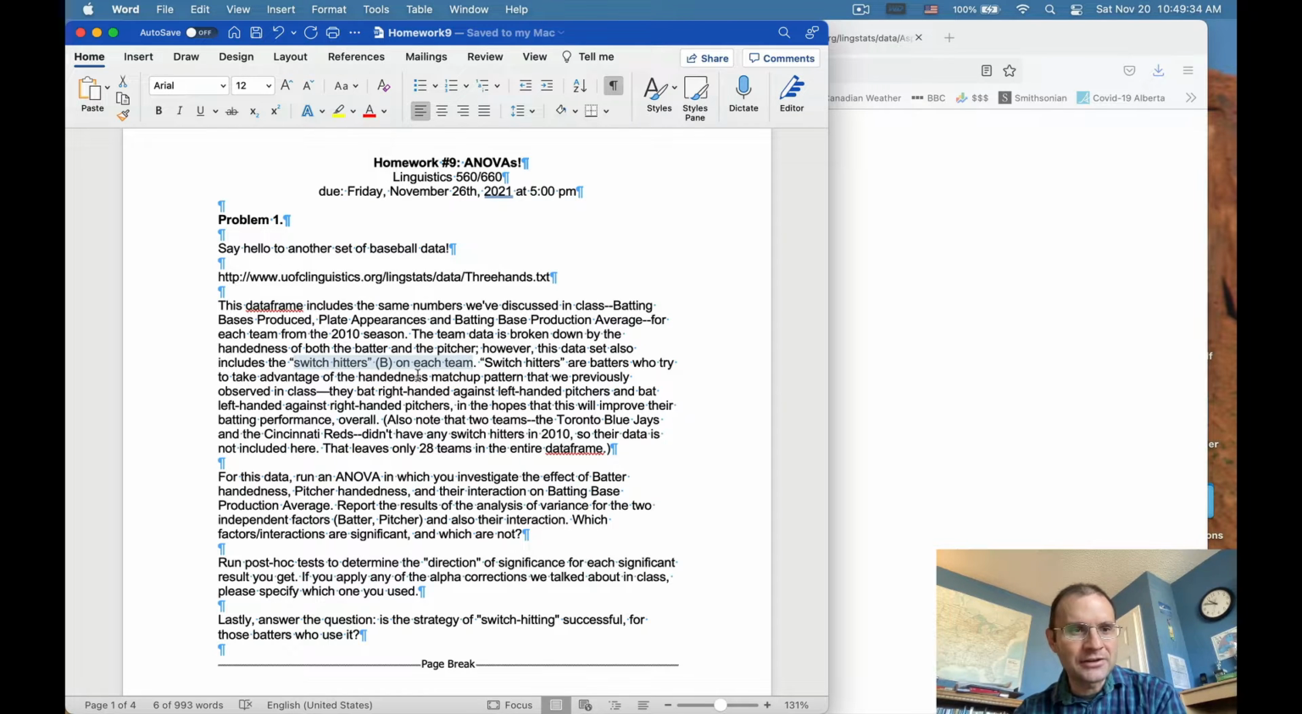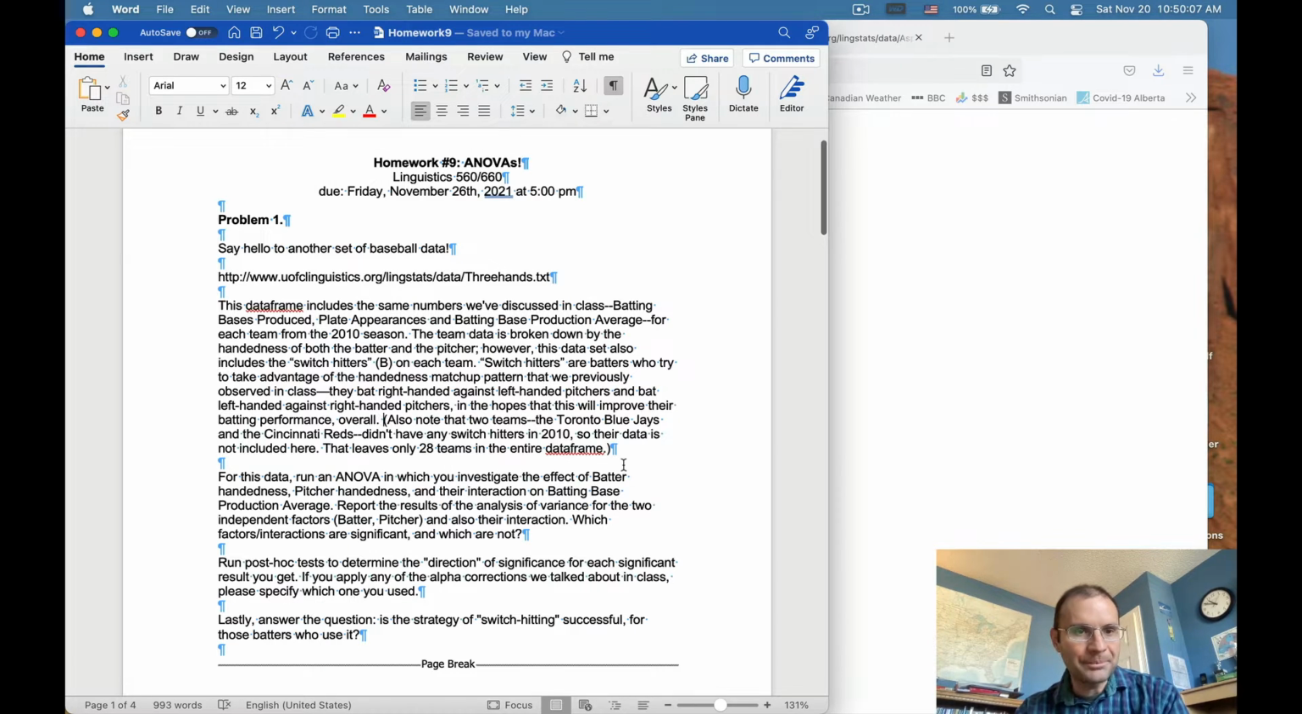So switch hitters are batters who try to take advantage of the handedness matchup pattern that we previously observed in class. They bat right-handed against left-handed pitchers and bat left-handed against right-handed pitchers in the hopes that this will improve their batting performance overall, right? So when you have different handednesses of batter and pitcher, it's supposed to give a bonus to the offense. These are guys who, let's say, are natively right-handed. They teach themselves how to hit left-handed as well as right-handed so they can switch back and forth depending on who is pitching against them.